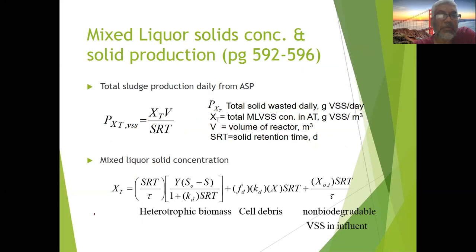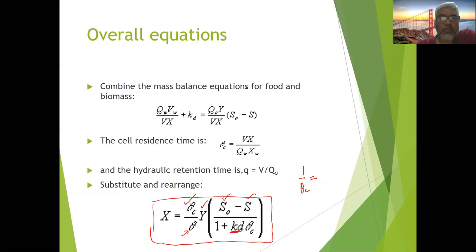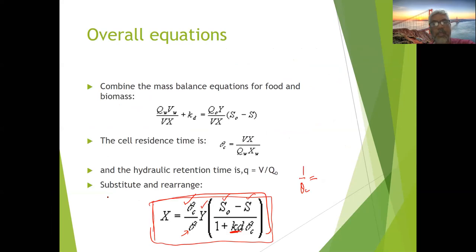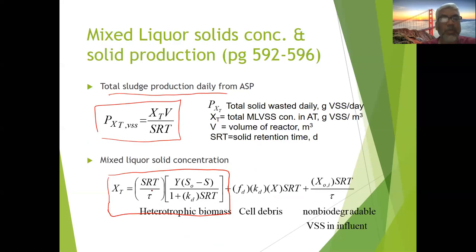So we can have this equation for total sludge production daily. Also we can rewrite the previous equation, which I arrived at here, the concentration of biomass, in a slightly different form. This is the same equation, but it has a little more components. Now this component we discussed already, this one is the same. SRT is theta C, and V over Q is hydraulic retention time. So this one is hydraulic retention time, represented with tau, which is actually theta, and this is theta C.